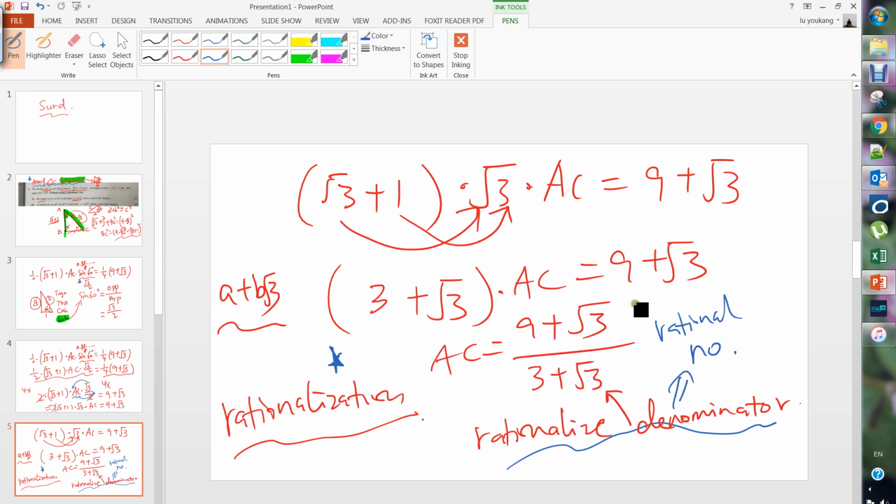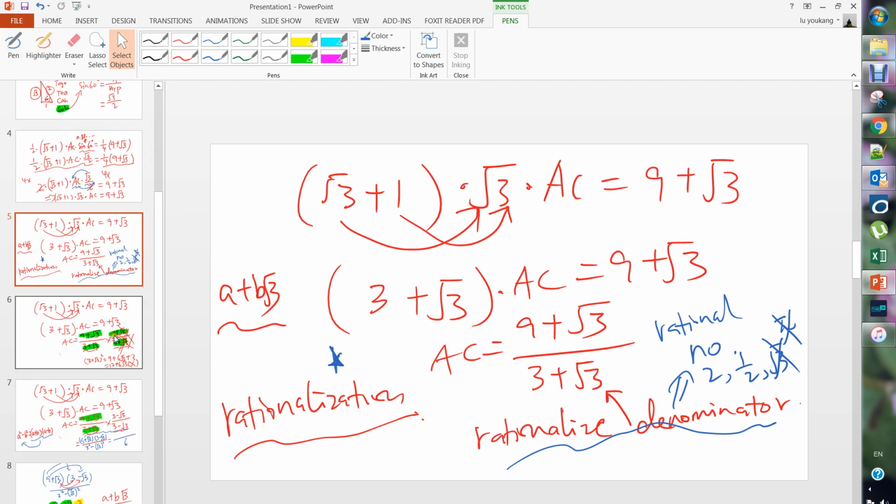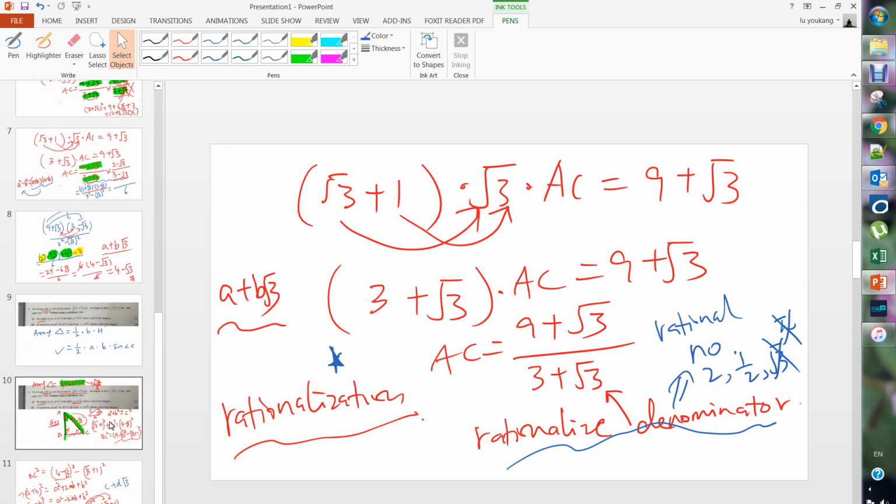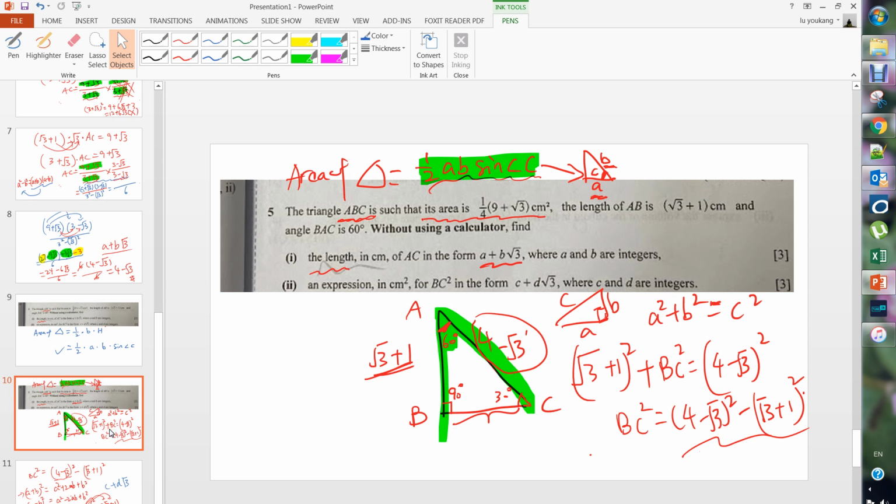So I give you some examples of rational numbers. 2 is a rational number. Half is also a rational number, but square root 3 is not a rational number. Pi is also not a rational number. So that is the technique of rationalization. And next, last but not least, you need to also know how to apply Pythagoras Theorem.